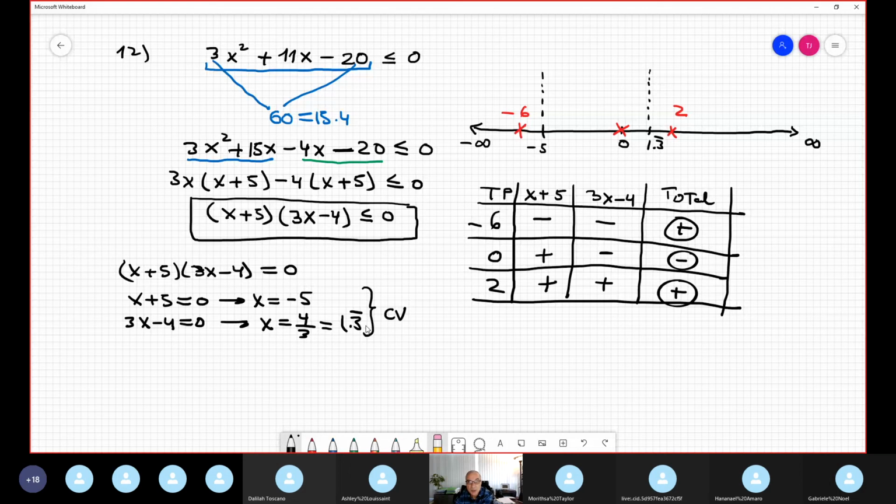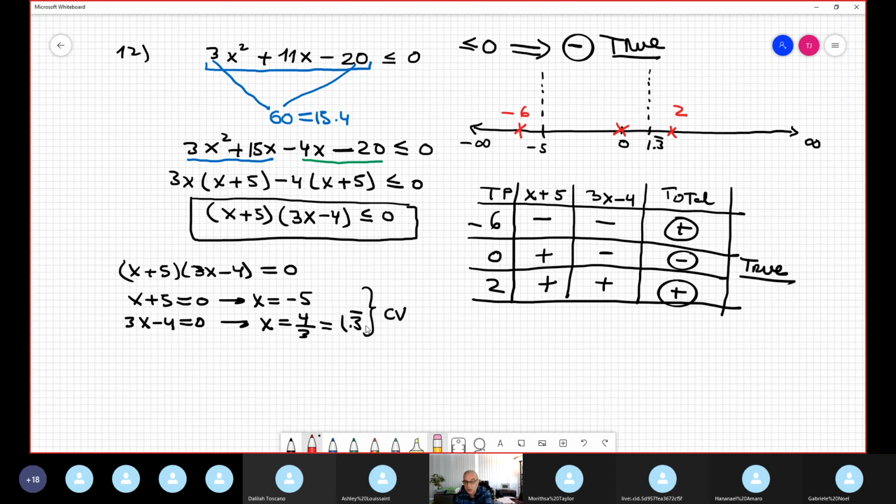I come back to the original problem. Here I can see that less than or equal to 0 indicates that the true guy is a negative, because it's a less than. So this is the true guy. In other words, our solution is the interval in which the only testing point that passed the test was 0. This interval was good. The rest no. Of course, included the endpoint because it's equal. There's a bracket and bracket.